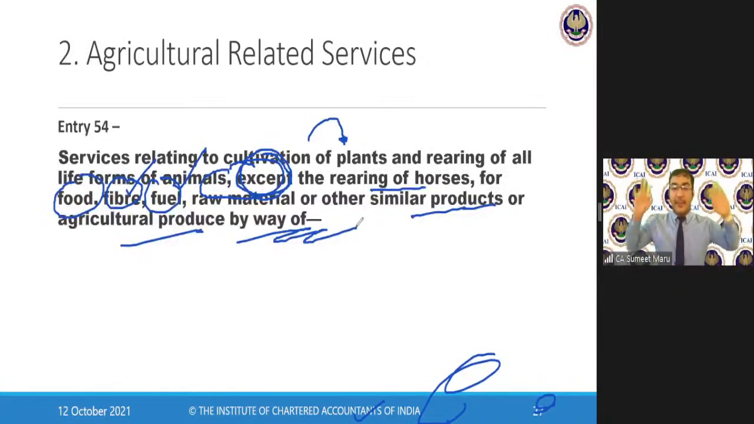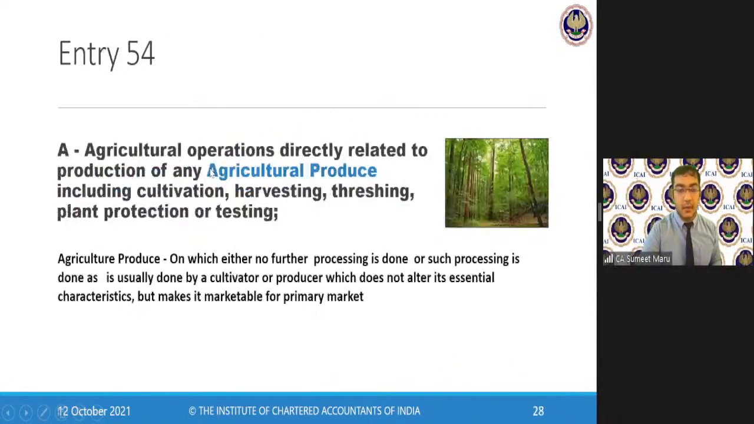Now this is the general statement given to you. Now they have given you different kinds of things where the exemption will be applicable. The first would be if you are cultivating plants or rearing animals except horses for agricultural operation directly related to the production of any agriculture produce, including cultivation, harvesting, threshing.